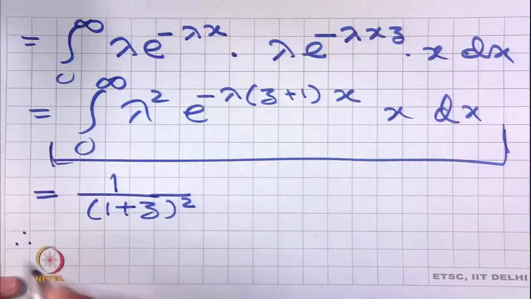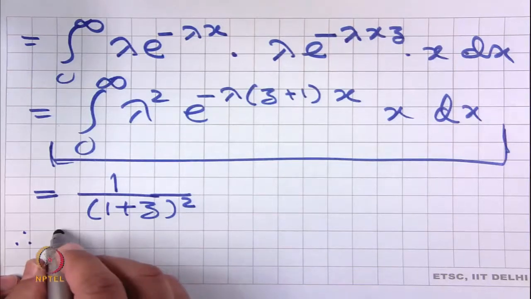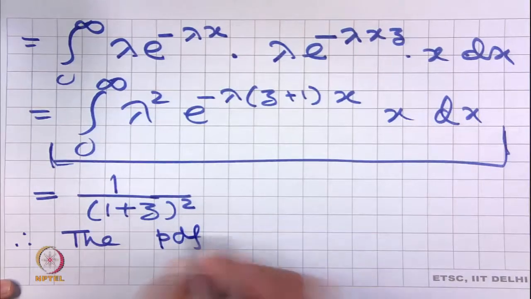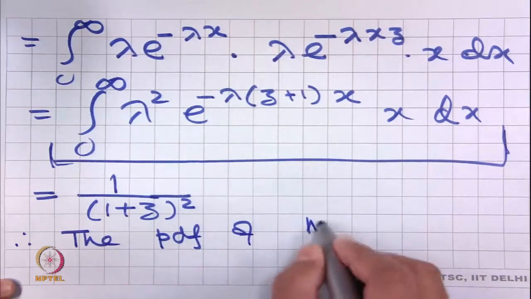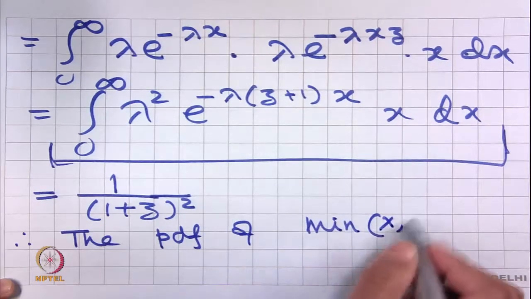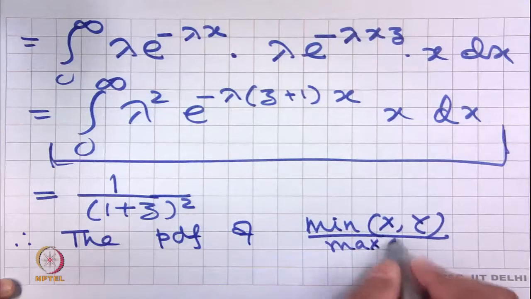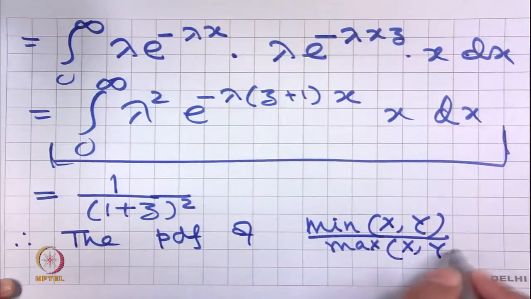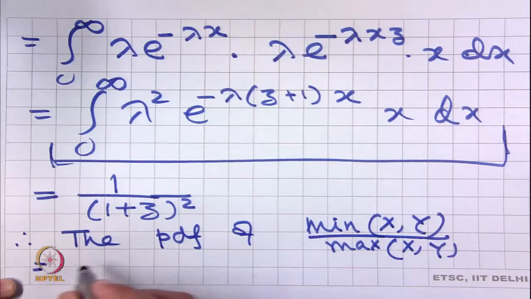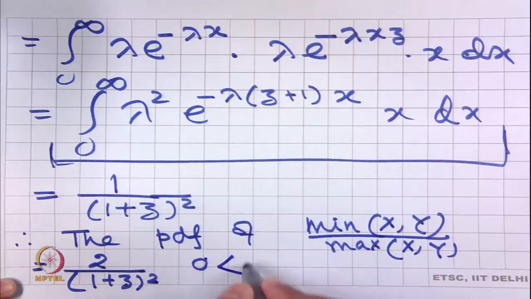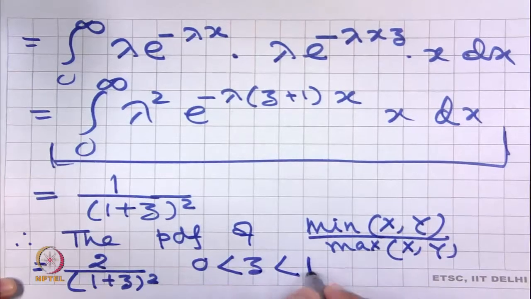Therefore, the PDF of minimum over x, y upon maximum over x, y is equal to 2 into (1 plus z) whole square, for 0 less than z less than 1.